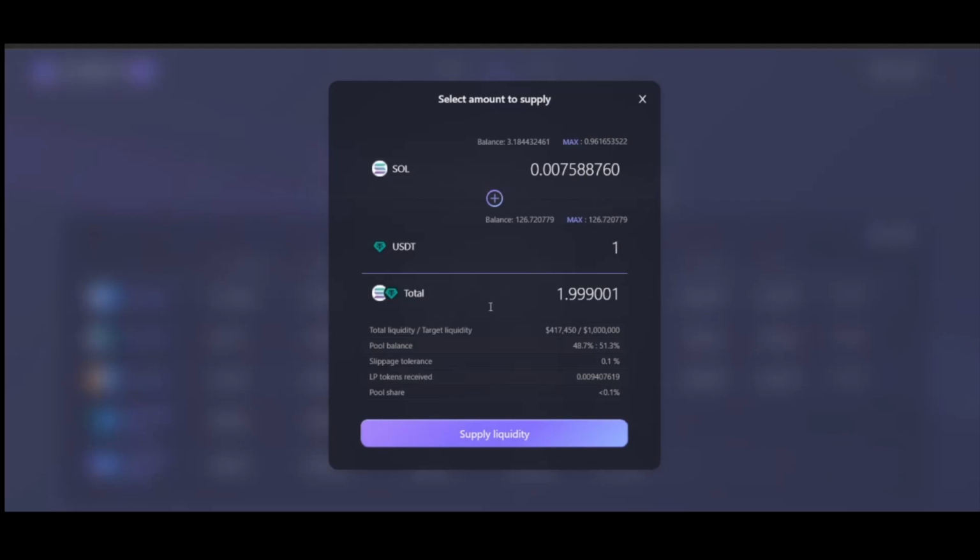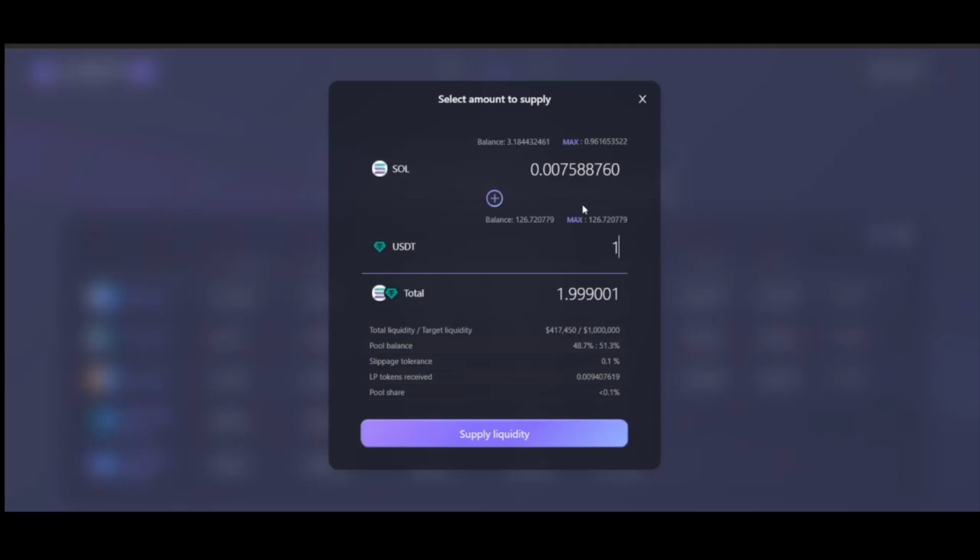Now what it's doing here is, down here you can see that there's the pool balance. This shows you how much of each asset we have. So we have 48.7% Sol in our pool and 51.3% USDT in our pool. So this $1 of USDT will account for 51.3% of what I'm depositing, and this amount of Sol will account for 48.7% of what I'm depositing.